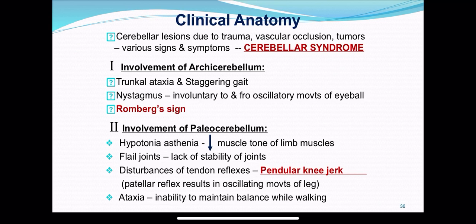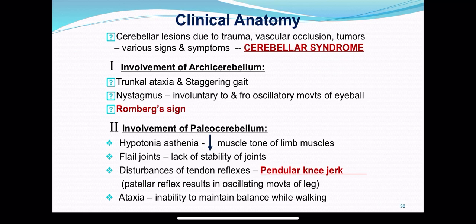So if there is involvement of archicerebellum or the components of archicerebellum, those parts of cerebellum involved in trauma, vascular occlusion or tumor, there will be truncal ataxia for the patient and staggering gait. Truncal ataxia means he will be swaying, he will not be able to stand straight or erect. Staggering gait, he cannot walk in a balanced way.